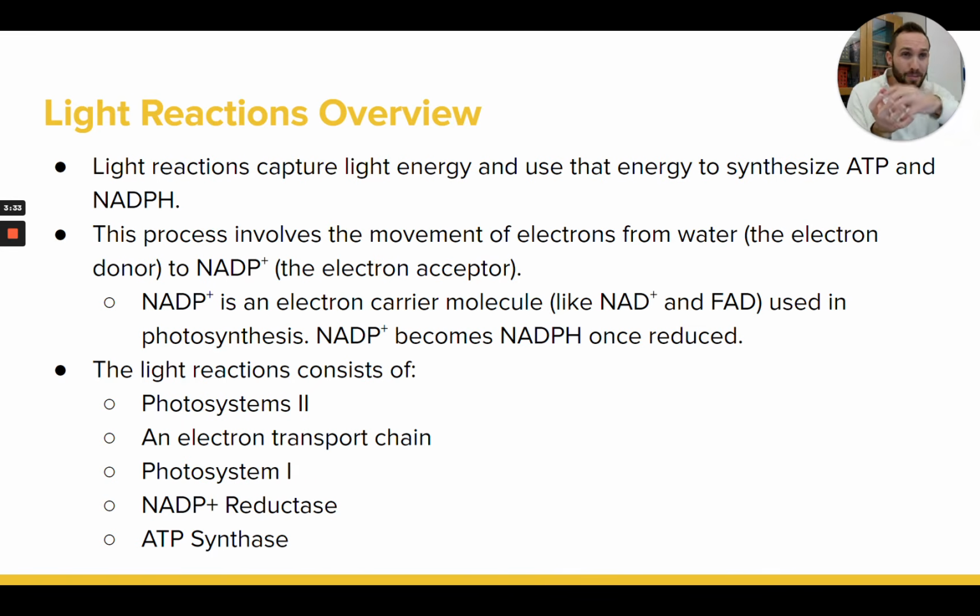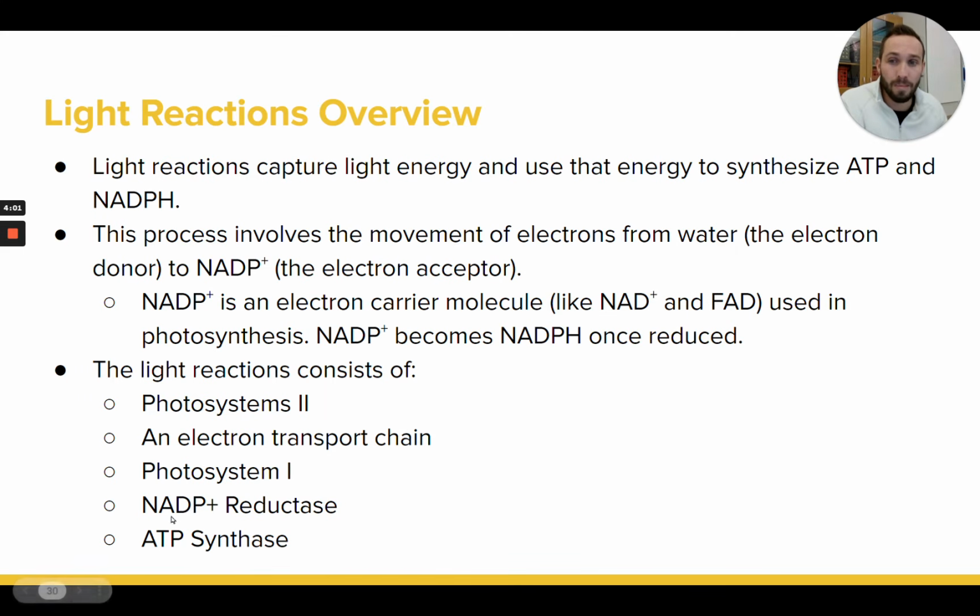We're going to take pairs of electrons from water, and then that pair of electrons is going to get excited and then go through a bunch of different proteins, which we'll see in a second. And then those electrons will ultimately end up with NADP+. NADP+ is an electron carrier molecule involved in photosynthesis that's going to take those electrons that originally came from water and then become NADPH and then take those electrons somewhere else.